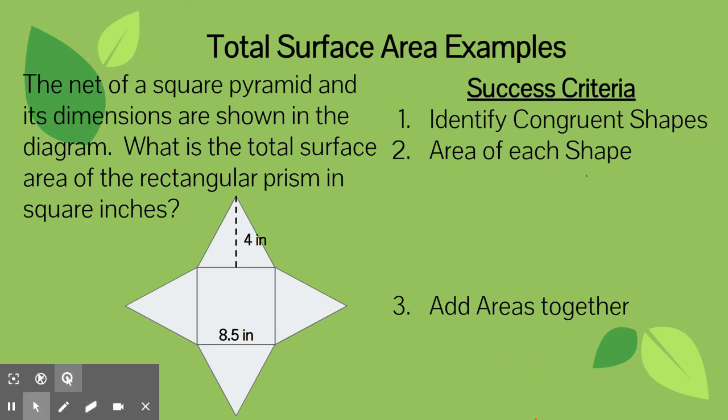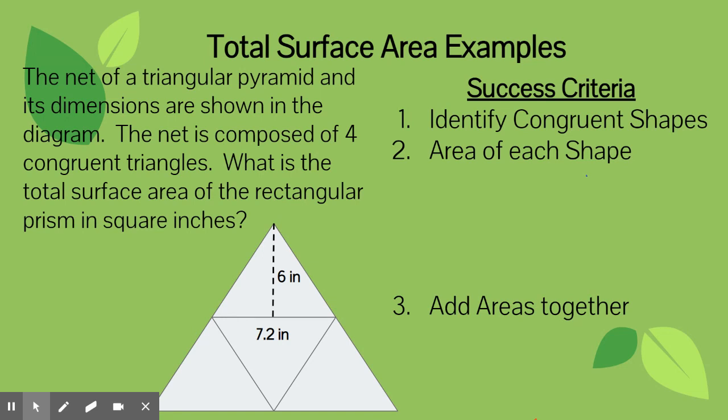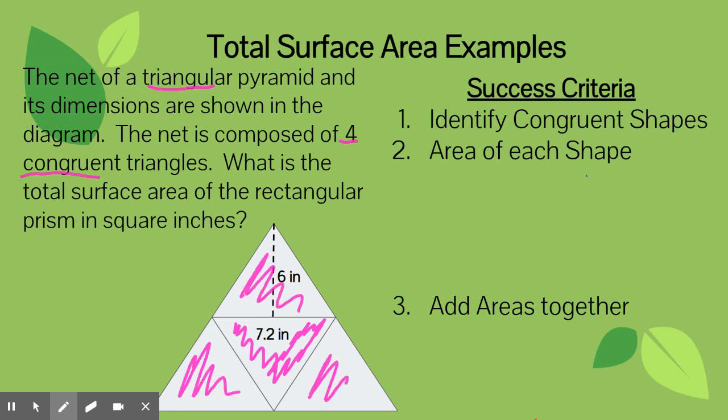Okay. Last one. The net of a triangular pyramid. So we're on a triangular pyramid now. That means this middle one is our base, okay? Because these fold up to make a triangle. The net is composed of 4 congruent triangles. So it says there's 4 congruent triangles, which means they're all the same. So I can use the same one for all of them. So that means I only have to do one set of math.